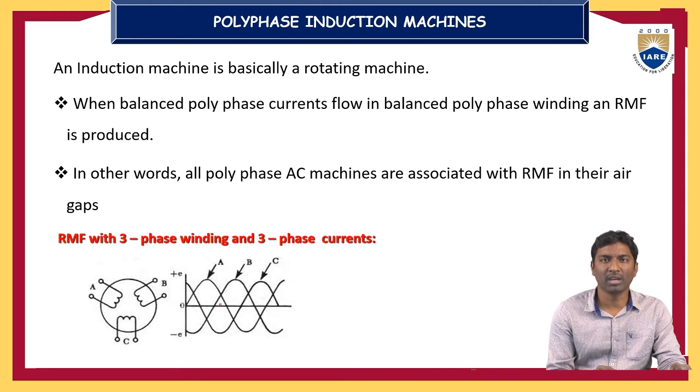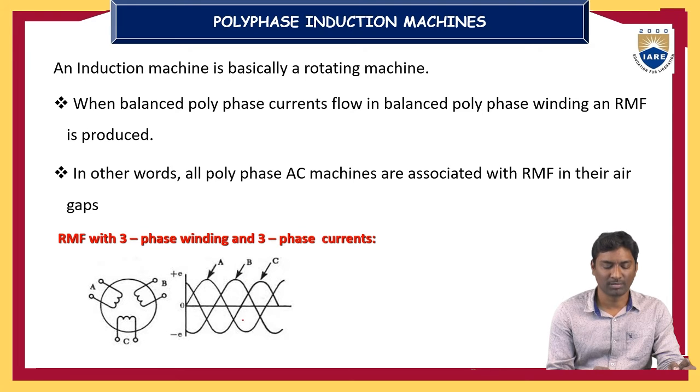Because I am giving the three phase input supply to the stator winding, and that stator is either star connected or delta connected. So I am giving the three phase AC supply to the stator winding. Then each phase is displaced by 120 degrees. That is what I am showing here, the A phase, B phase and C phase.